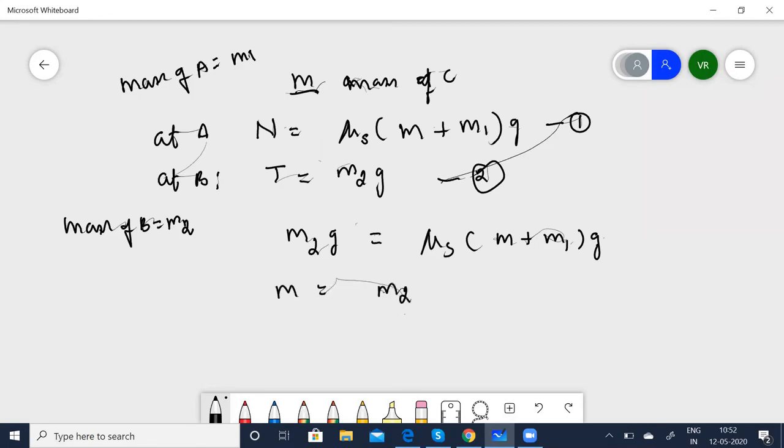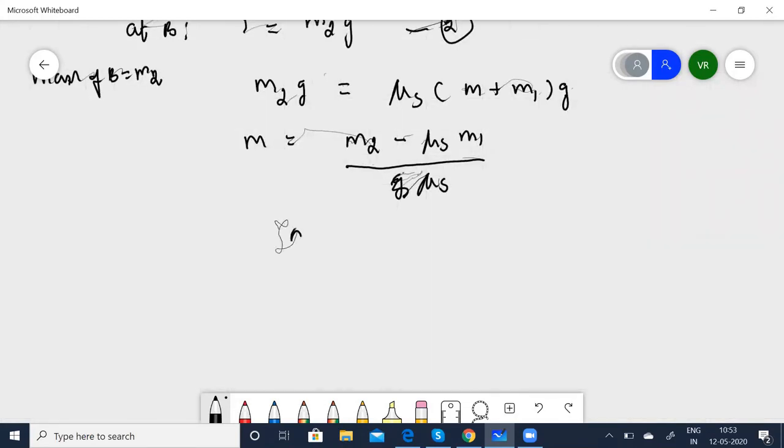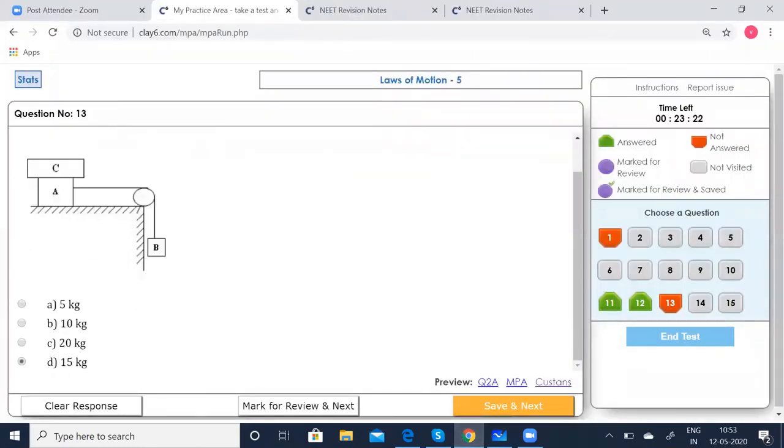When I simplify that, I get m equals m2 minus mu s into m1 divided by mu s, since g and g will get cancelled. Or you can simply write it as m2 by mu s minus m1. Now we know the values, substitute: 5 by 0.2 minus 10, which is equal to 15 kg. So m should be 15 kg. Option D is correct. Save that, go to the next.